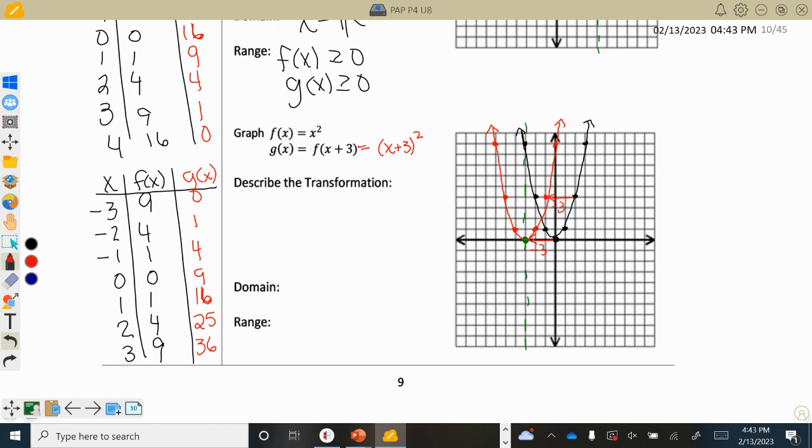I know. Why? It says plus 3. Why is it going to the left? Again, that plus 3 is really x minus negative 3. So x minus negative 3 becomes x plus 3. All right. So for our transformation, it shifted left 3.